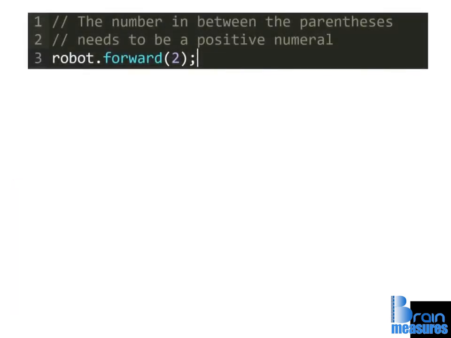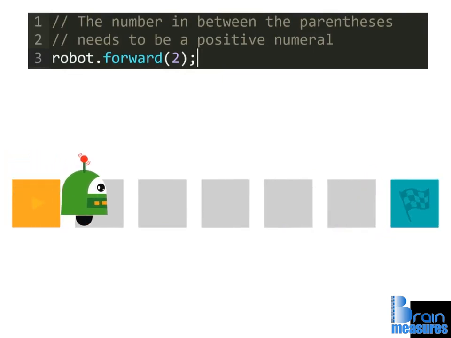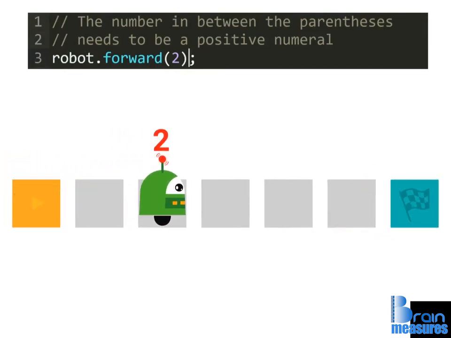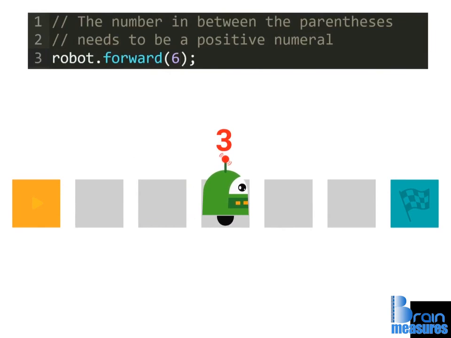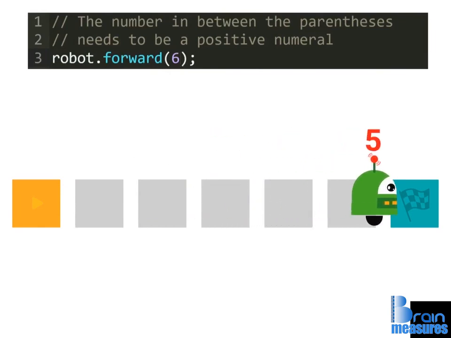In the code editor, let's get the robot to his goal by indicating a number in the instruction robot.forward. For this exercise, you cannot get the robot to his goal by simply giving him the robot.forward instruction 6 times.